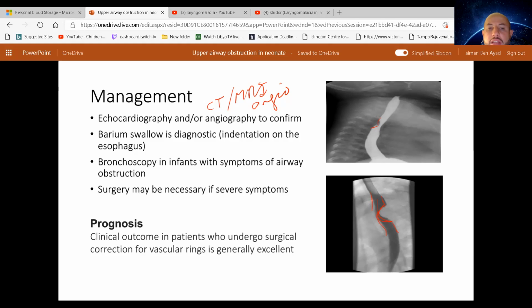Bronchoscopy: if a baby presents with upper airway obstruction and you are not sure what you are dealing with, you might need to look for any other airway anatomy or any other cause of airway obstruction, including vascular ring. You can see the area of obstruction. Treatment is surgery, especially if the symptoms are severe. What's the prognosis of vascular ring? Usually, for those who go to surgery, the prognosis is excellent.